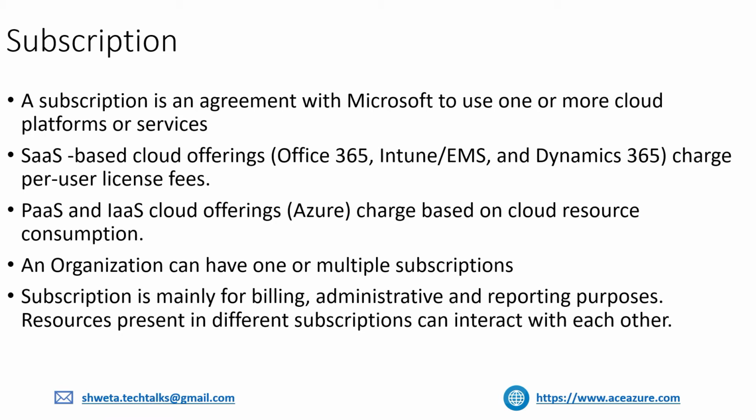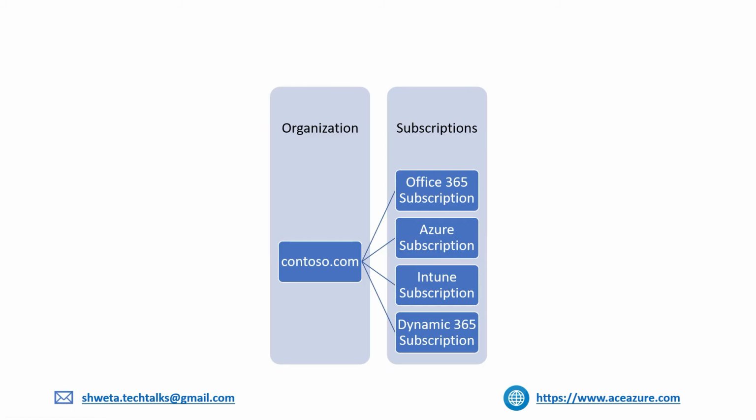So diagrammatically, if we have to represent it, you have an organization which is in the topmost hierarchy, let us say contoso.com, and these are the different subscriptions. The Office 365 subscription is a SaaS-based subscription, which could be a license model, and then you also have Intune and Dynamics 365 subscriptions on a similar licensing model. And then you have the Azure subscription, which is primarily on the consumption model for PaaS and IaaS related offerings. And one organization thus can have multiple subscriptions.